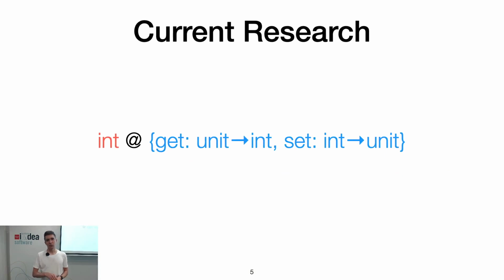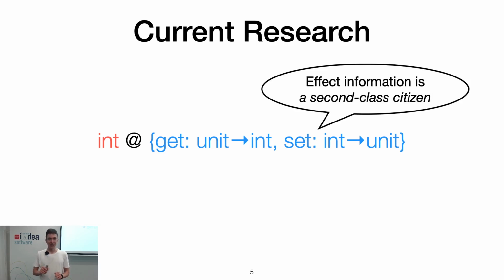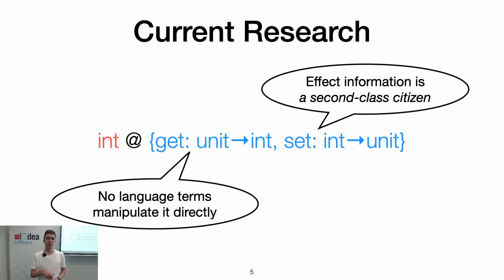Those annotations, and type and effect systems in general, are currently an active area of research. There are a lot of papers published right now about type systems for algebraic effects. One common feature among them, though, is that all of them are treating effect information as a second-class citizen in the typing system, meaning that there is no direct term in the language to introduce or eliminate these effect annotations. They are collected implicitly from the term in a bottom-up fashion.